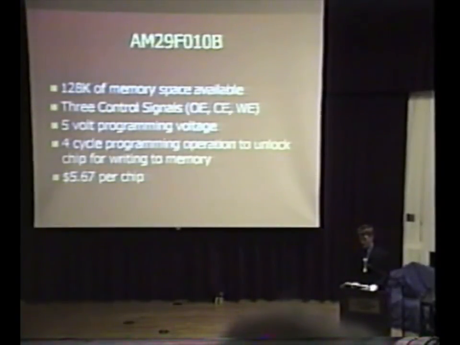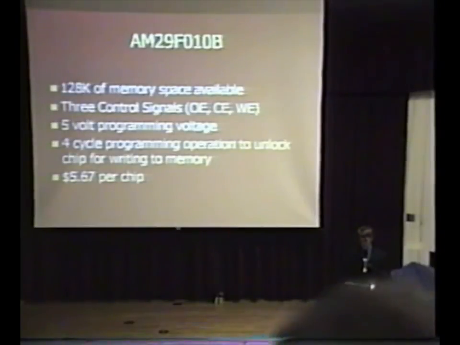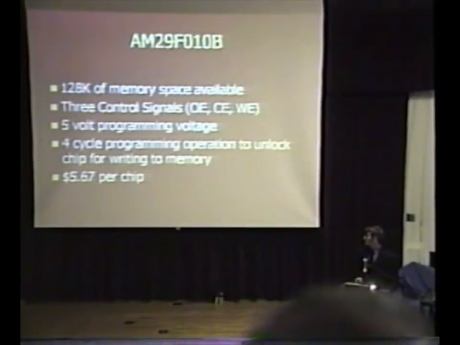After there was no success with the CAT, I went to the AM29F010B. This had twice as much memory, did not require a 12-volt programming voltage, it just used a standard 5-volt on the board, but had a more complicated unlock cycle. It required 2 more cycles, and it was a bit more expensive.